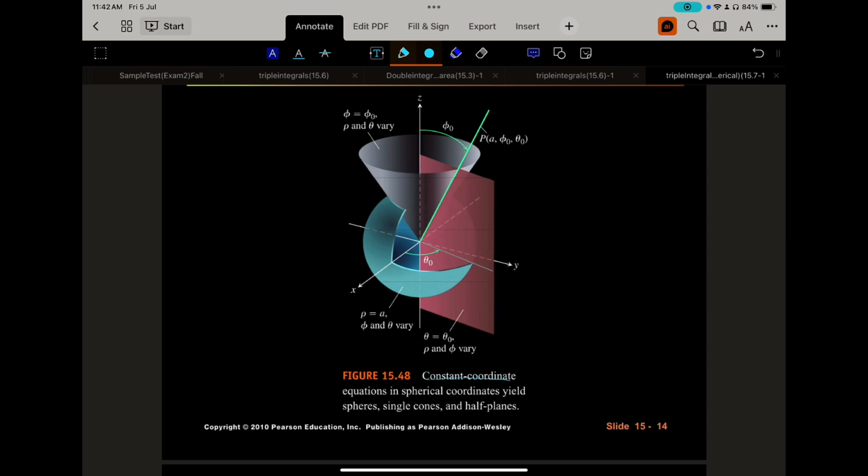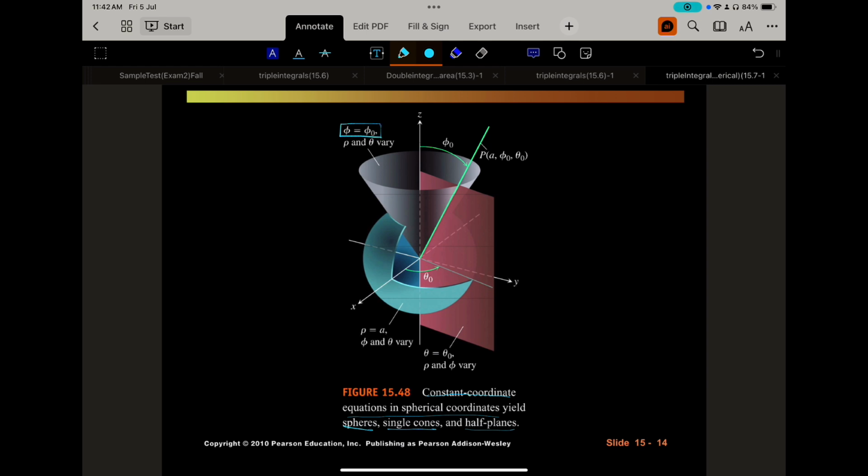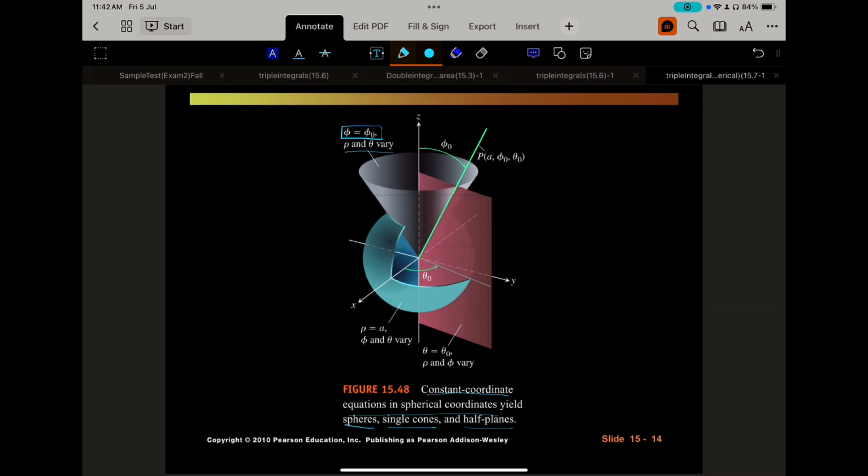Okay, and so these are different constant coordinate equations in spherical coordinates. They could yield spheres, single cones, and half planes. Okay, and so let's discuss why. So we have phi equals phi naught, in which rho and theta can vary. When we let phi be constant, we get (rho, phi, theta), and that's going to yield us a cone. It's going to yield us a cone when phi is constant, phi equals phi naught.